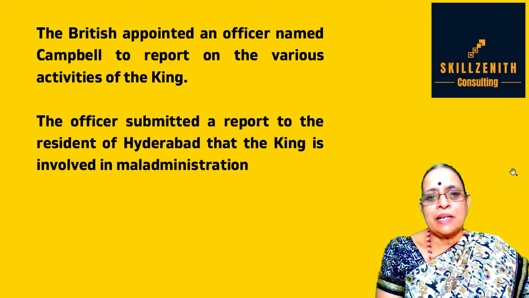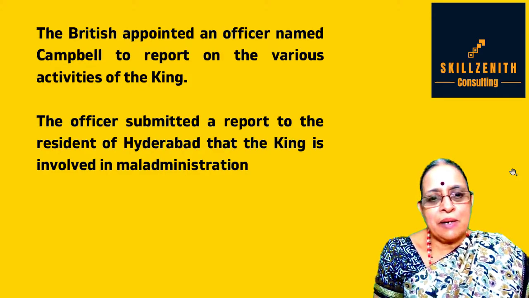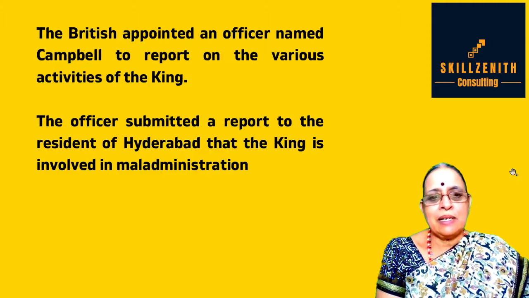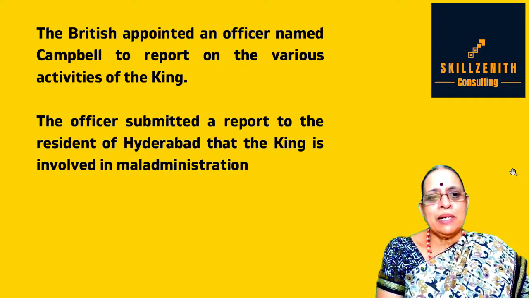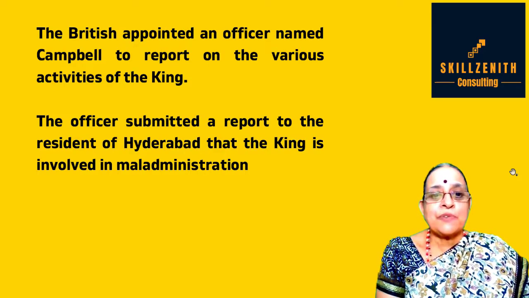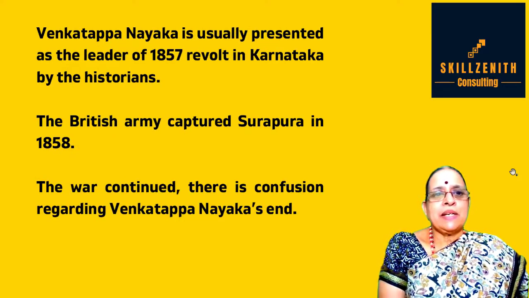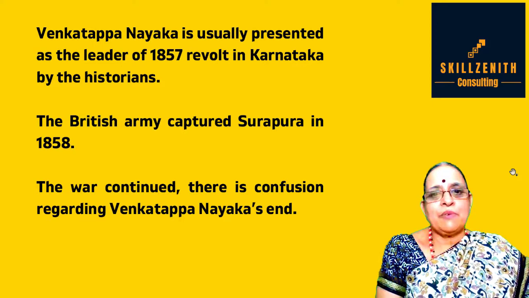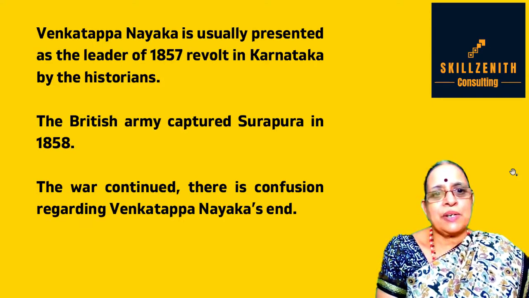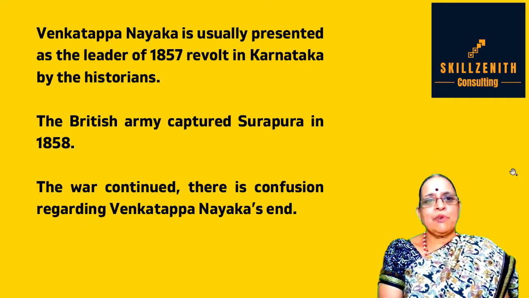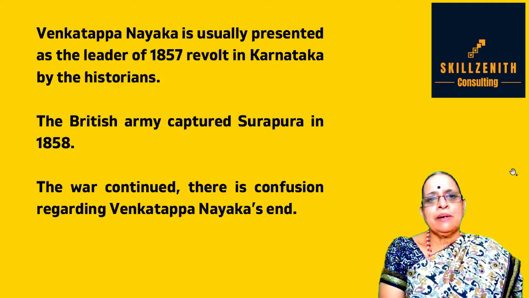That means the king was not a good king. His administration was not right there. So there was no good administration in Surapura. The report was submitted by Campbell to the British officer of Hyderabad. Venkatappa Nayaka is usually presented by historians as the leader of the 1857 revolt in Karnataka.